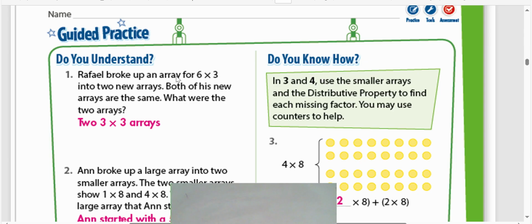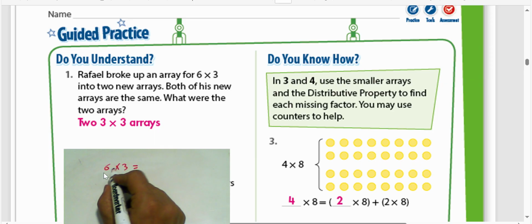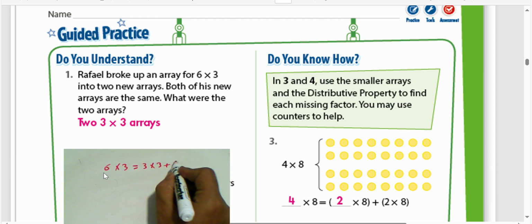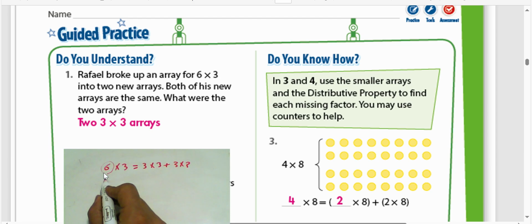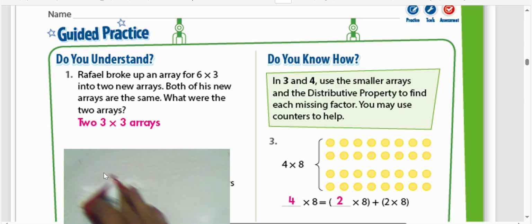Ravel broke up an array for 6 times 3 into 2 new arrays. Both of his new arrays are the same. What were the 2 arrays? We have 3 times 3 and 3 times 3 arrays. We can write 6 like this. 6 times 3, we can write 6 here equals 3 plus 3. Then 6 times 3 equals 3 times 3 plus 3 times 3, because 6 equals 3 plus 3. We use the distributive property. 3 times 3 equals 9 and 3 times 3 equals 9. Then the sum of them will be 18. So we have 2 arrays of 3 times 3.